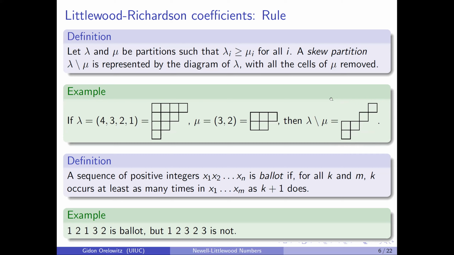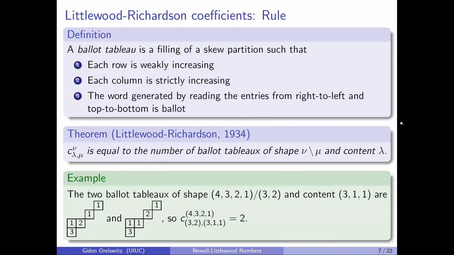We can also describe a sequence of positive integers as ballot if at any point at least as many k's as k + 1's have shown up. So for example, 1, 2, 1, 3, 2 is ballot, but 1, 2, 3, 2, 3 is not ballot, because by the second 2, more 2s than 1s have shown up. If we let a ballot tableau be a filling of a skew shape such that it's weakly increasing on rows, strictly increasing on columns, and reading the word from right to left, top to bottom, in Hebrew reading order so to speak, is a ballot word, we call that a ballot tableau.